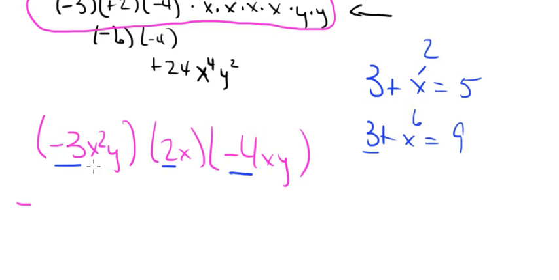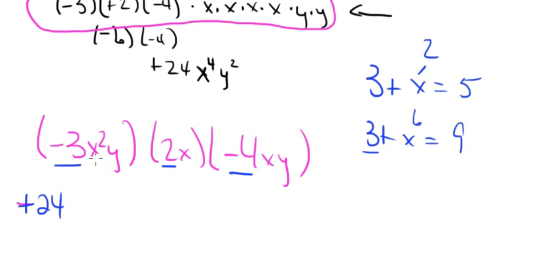But what I do is I take my constants, those things that can't change, and I simply multiply them to get them out of the way. -3 times 2 is -6. Would you agree? -6 times -4 is a positive 24. So I have my 24.